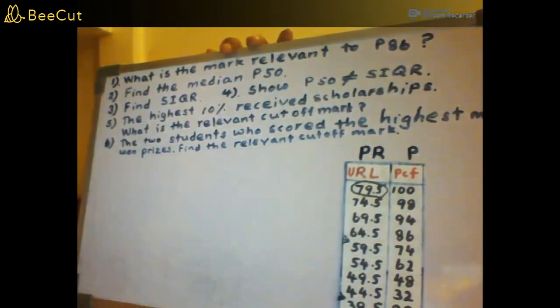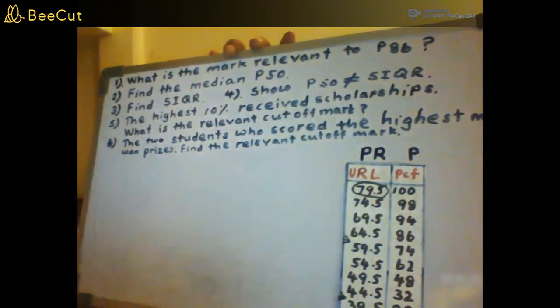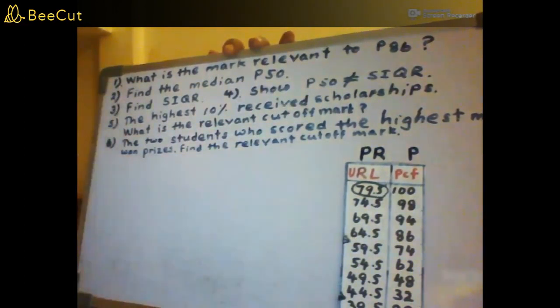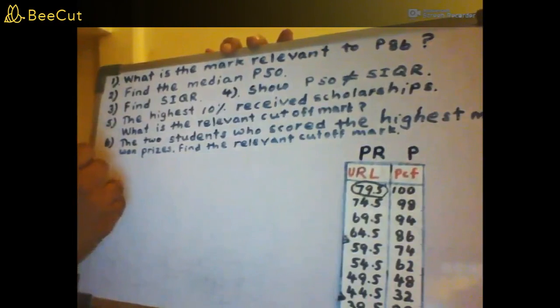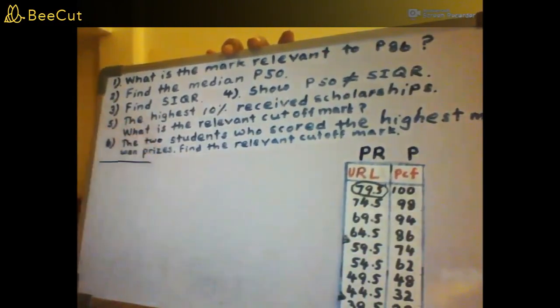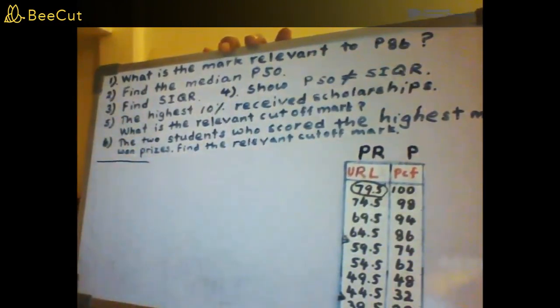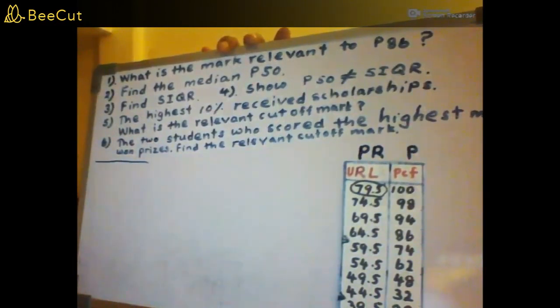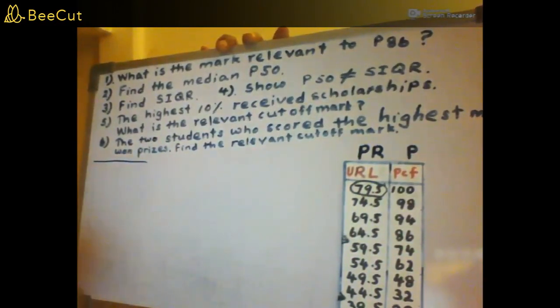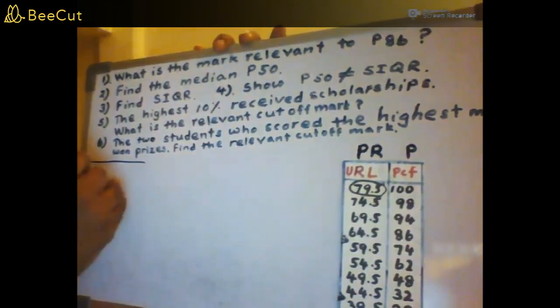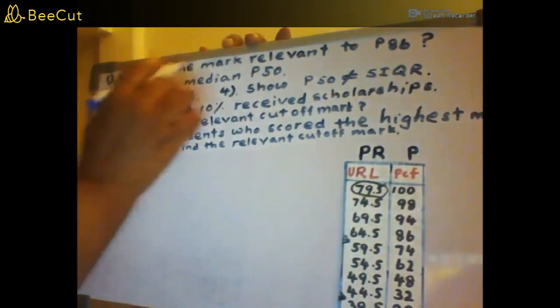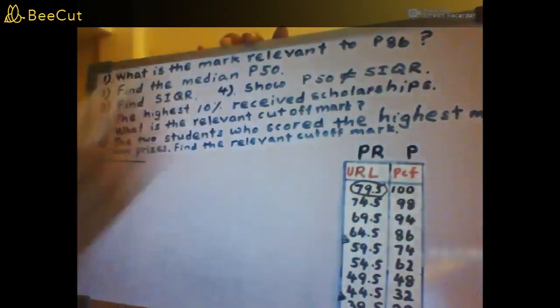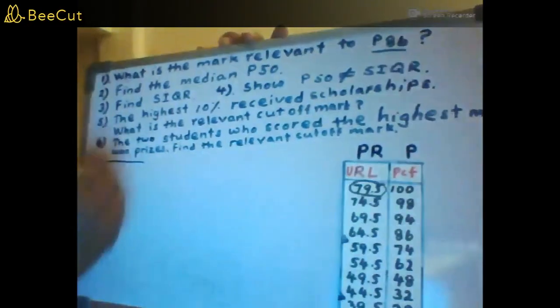Now we'll go to some questions. First one. What do you have to do when you read a question? You have to identify what is given there, whether the percentage or the mark. Right, first one. What is the mark relevant to P86? So what is given there? P value. So you'll have to go to the P column, right?